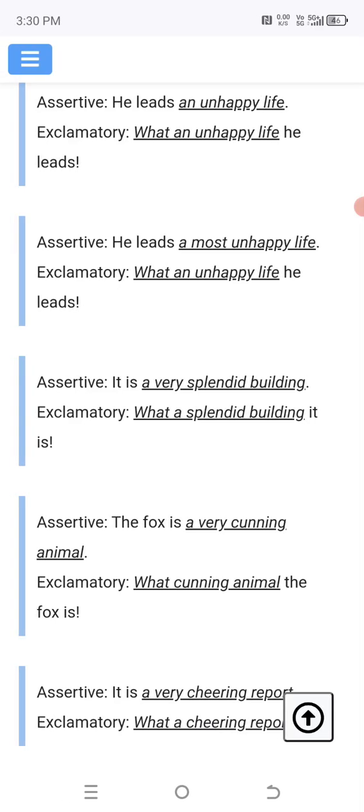He leads an unhappy life. What an unhappy life he leads. He leads a most unhappy life. What an unhappy life he leads. It is a very splendid building. What a splendid building it is. The fox is a very cunning animal. What a cunning animal the fox is. It is a very cheering report. What a cheering report it is.